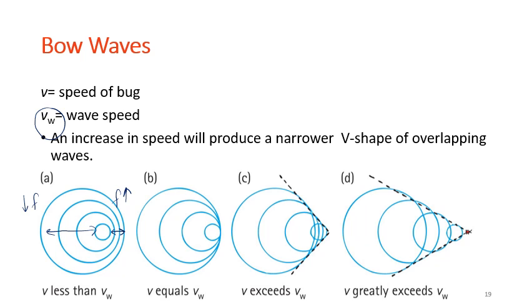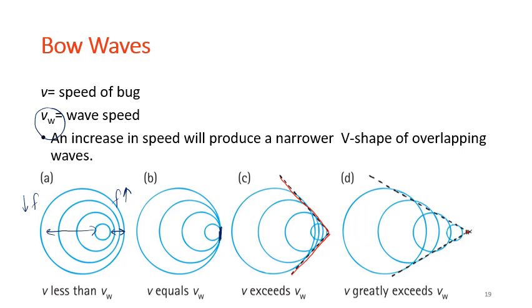And if you consider the second picture, the wave fronts are built up at this point, so you can see a higher crest point over here. Here V equals VW, and when V exceeds the speed of waves, you can see the wavefront become a bow wave, and you can see the shape of this V, a wider V shape.